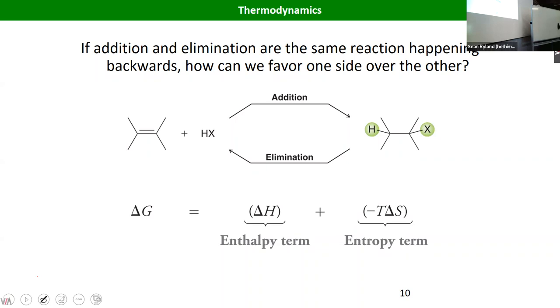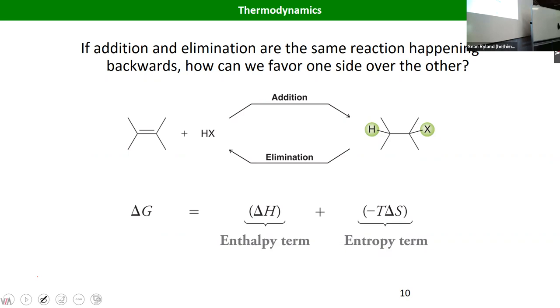Where else did we talk about favoring one pathway over another? What are the situations where we had competing reactions? So we're competing forward and backward reactions, but we had competing reactions... Yeah, elimination and substitution. If we had elimination and substitution, we could choose which of those pathways we favored, right?